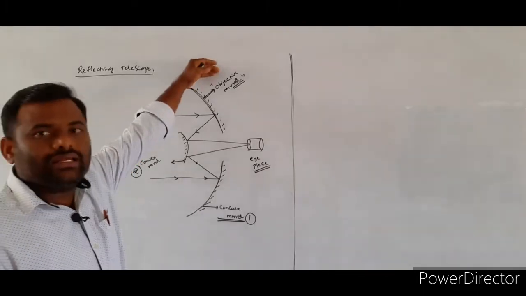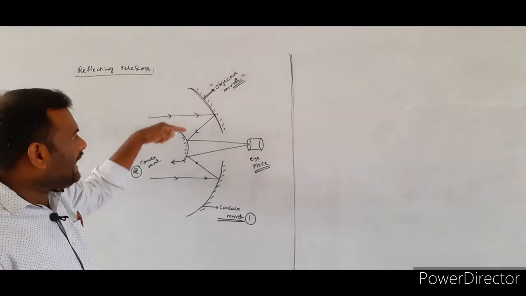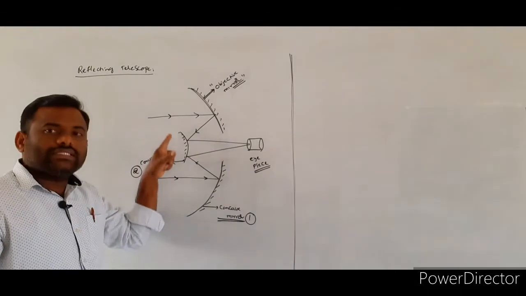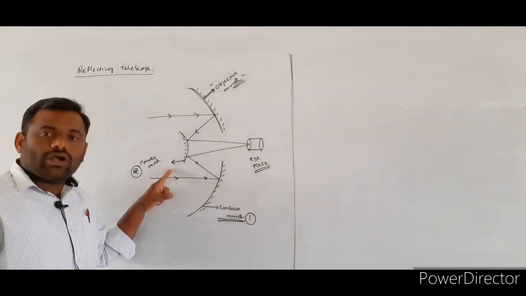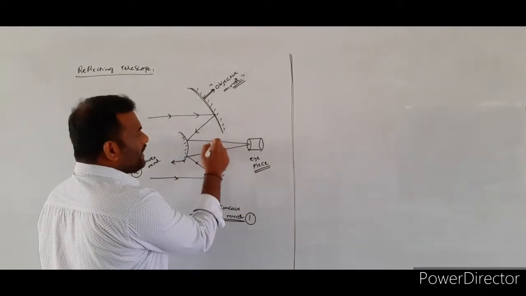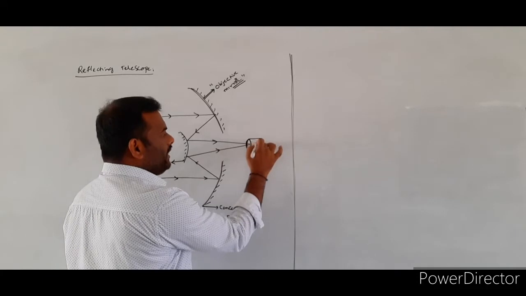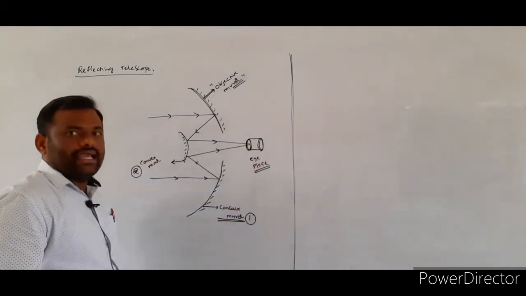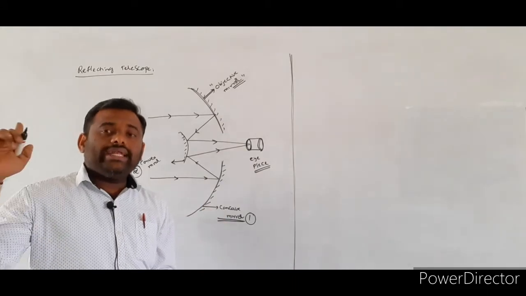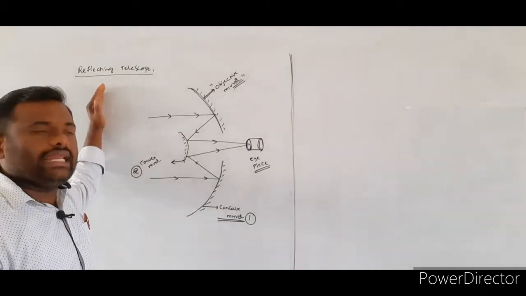Whatever incident light is coming from the given object will be incident on the first objective mirror, and the reflected light rays from the objective mirror will again be incident on another mirror, that is called the convex mirror. Again this incident light is reflected back and is received by the eye lens or eyepiece. As a result you are seeing very distant objects by using the reflecting telescope.